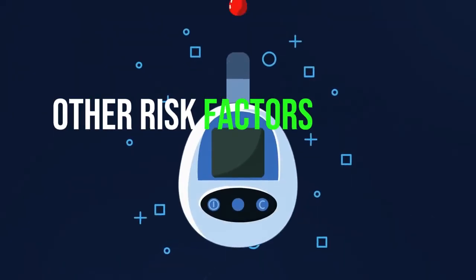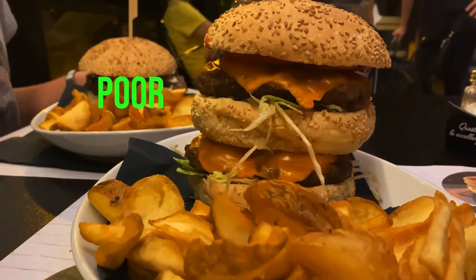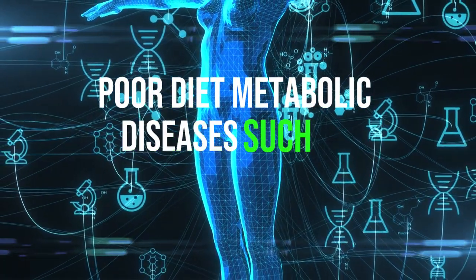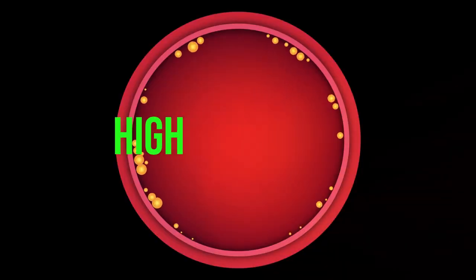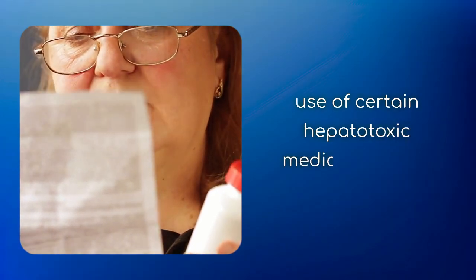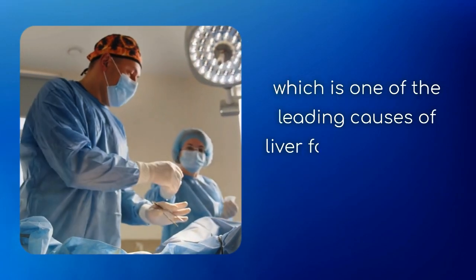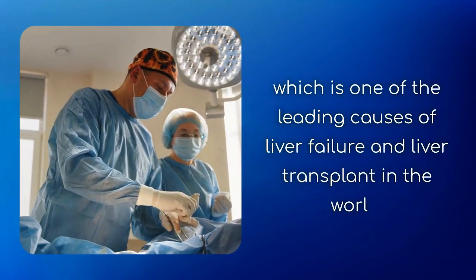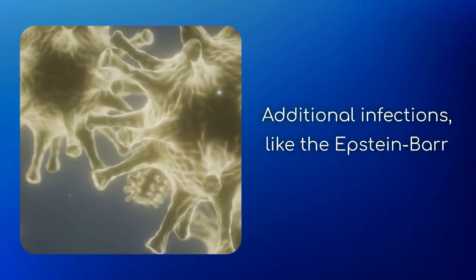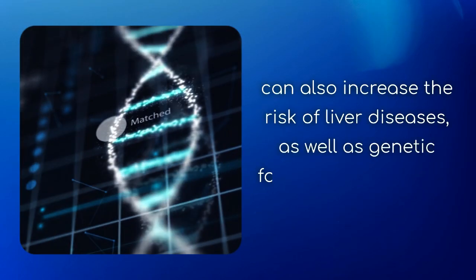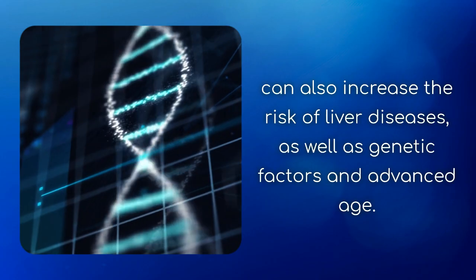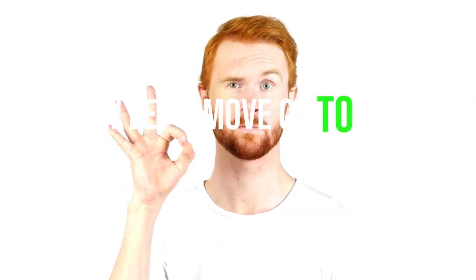Other risk factors include diabetes, poor diet, metabolic diseases such as metabolic syndrome, pre-diabetes, dyslipidemia, high cholesterol and triglycerides, use of certain hepatotoxic medications, like paracetamol, which is one of the leading causes of liver failure and liver transplant in the world. Additional infections, like the Epstein-Barr virus, can also increase the risk of liver diseases, as well as genetic factors and advanced age. Now let's move on to the signs.